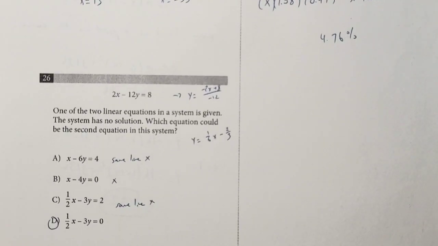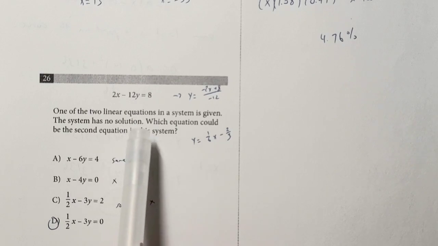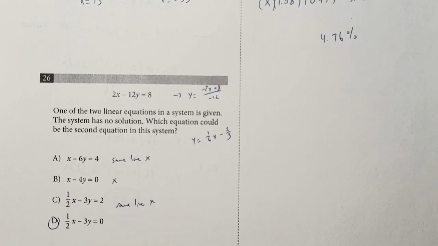One of the two linear equations in a system is given. The system has no solution. Which equation could be the second equation in the system? Okay, so you have to be careful here. It's good to know that there's no solution when two linear lines are parallel. However, you have to add a caveat that they cannot be the exact same line.